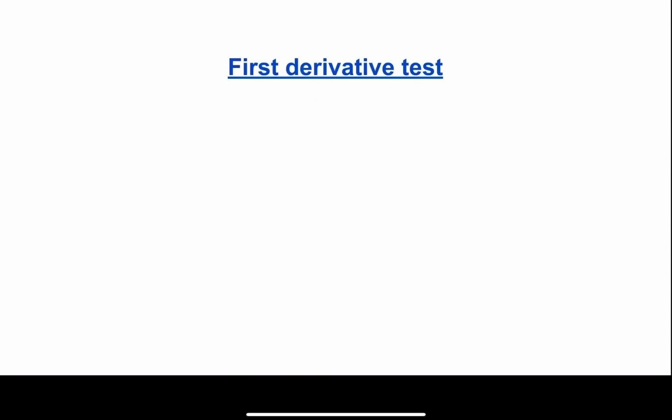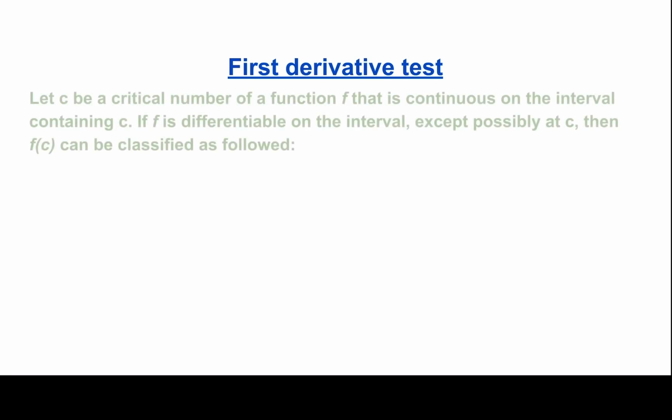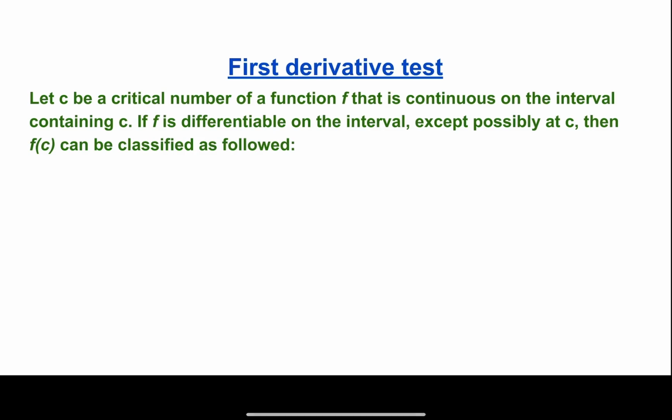All right, then that leads to something called the first derivative test. And this is going to help us find minimums and maximums. So first of all, let's start off with, it's kind of long, but it's important. So we got, let C be a critical number of a function f that is continuous on the interval that contains C. And then if f is differentiable on the interval except for possibly at C, we'll see some examples of that later, then f of C can be classified in one of a couple of ways.